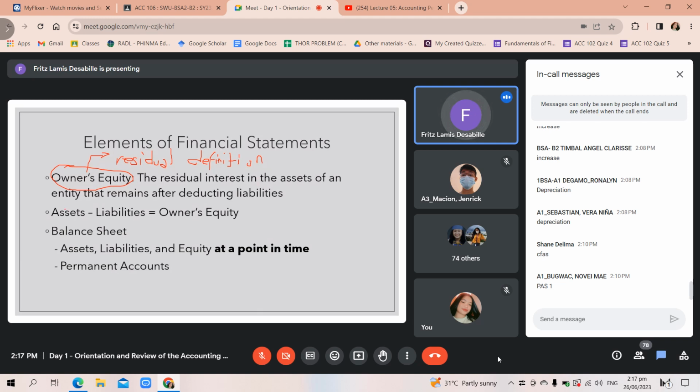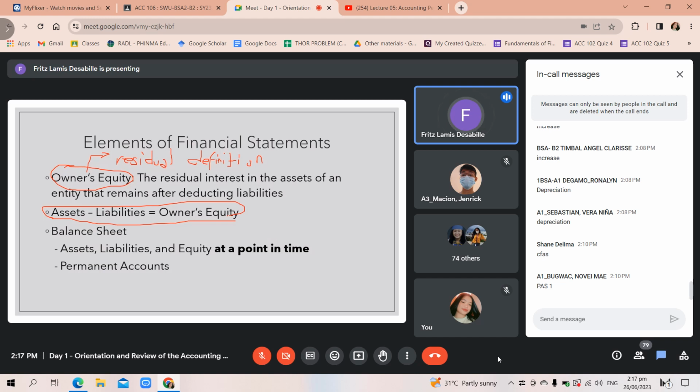Now this one is our accounting equation. Assets minus liabilities equals owner's equity, or assets equals liabilities plus owner's equity. It depends on how you state it. Liabilities equals assets minus owner's equity. So the equation can be rearranged.